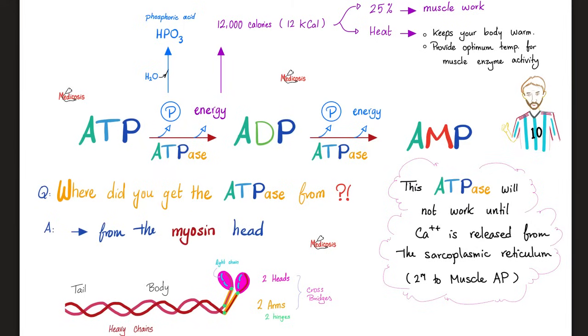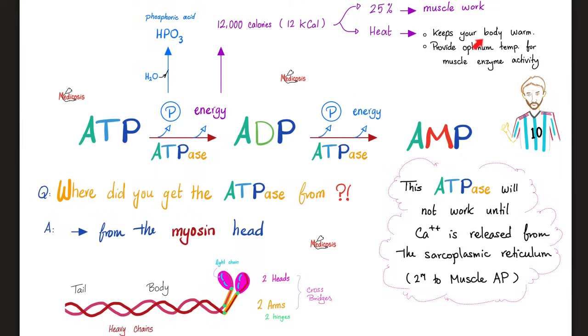Okay, Medicosis, now I get it that ATPase is gonna break down ATP and release energy. How much energy are we talking? 12,000 calories. 25% will be consumed as the actual muscle work, and the rest is heat. Isn't this inefficient? Well, if you ask an engineer, yes. But if you ask Lionel Messi, this heat is very important.